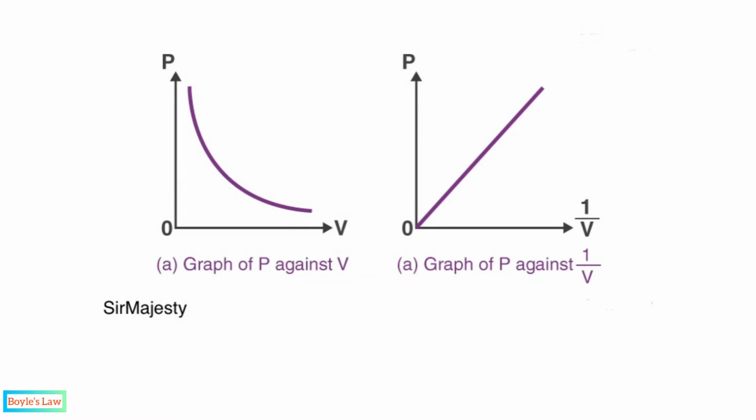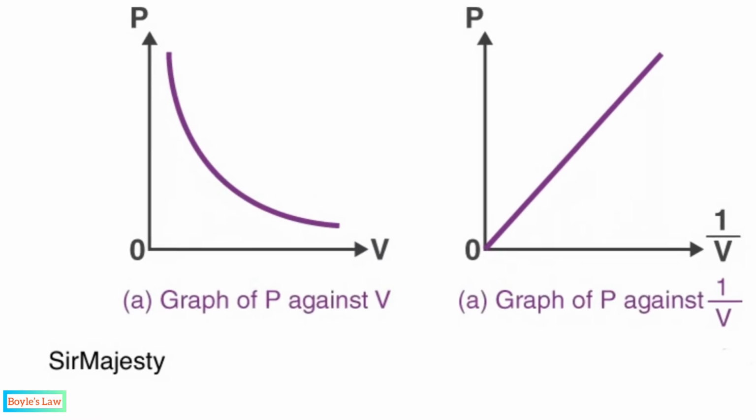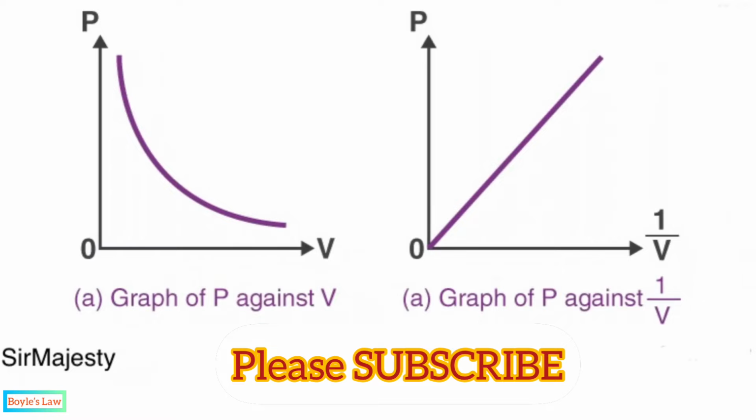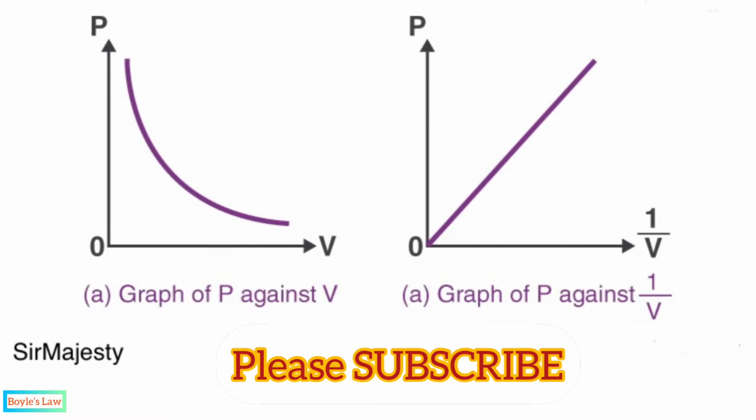This is another way of representing Boyle's law graphically. So this implies that anytime you plot pressure and volume, like I told you earlier, you have a curve in this way. But if you plot pressure against 1 over volume, that's the inverse of volume, you have a straight line graph passing through the origin, as you can see here, a positive graph passing through the origin.